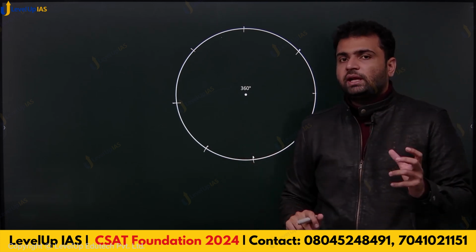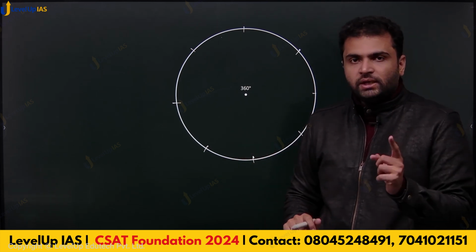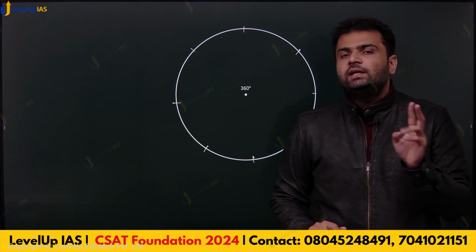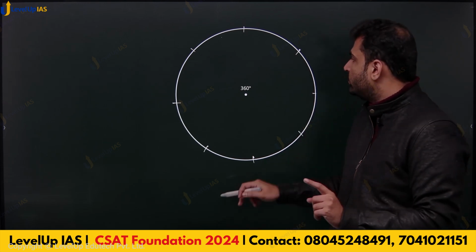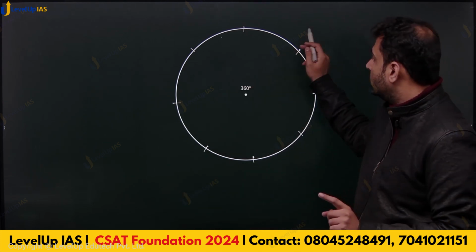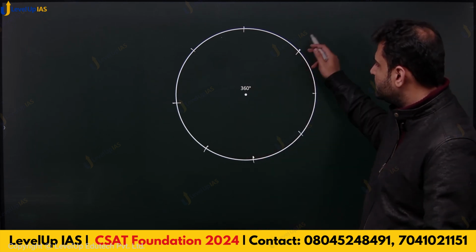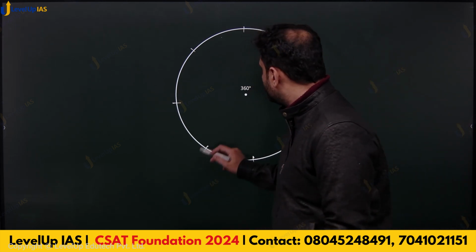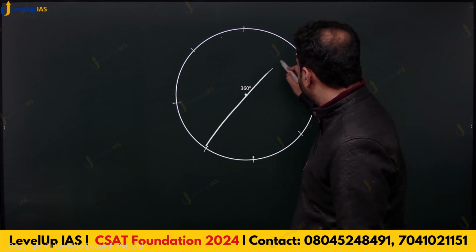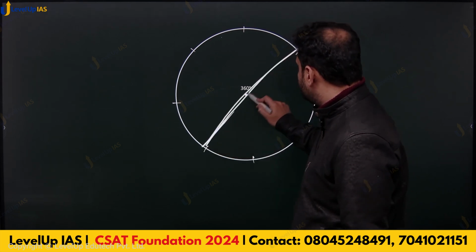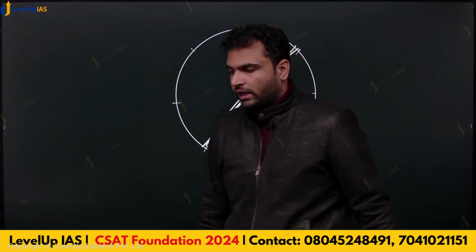But this time the triangle needs to be a right angle triangle, one. And second, at least one side of the triangle needs to be a diagonal, that is the diameter, the line passing through the center of the circle. Something like this. This is a diameter. This needs to be one side of the triangle.